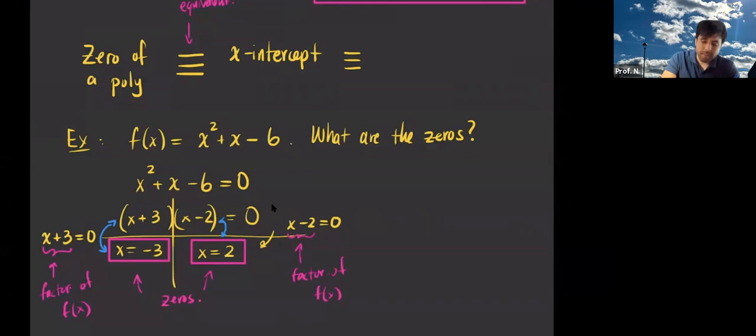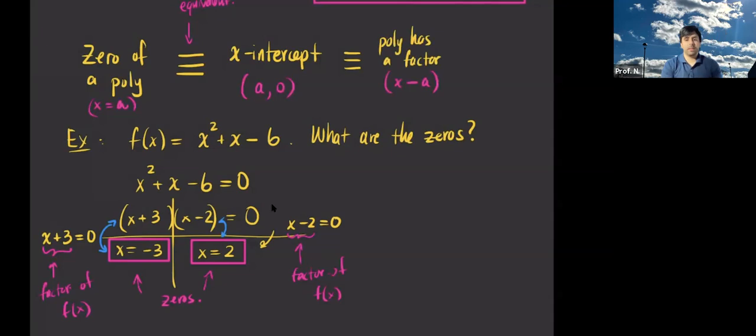So here, if I say x equals a is a zero, that means that the x-intercept is (a, 0). And this means that the polynomial has a factor. And the factor is what? x minus a. This is probably the thing that may be new to some, but this is definitely what I want to emphasize.